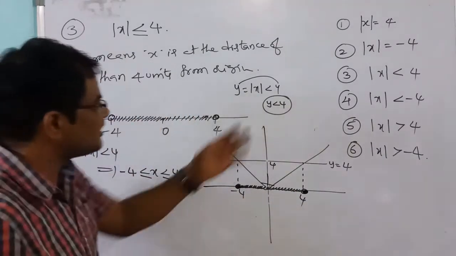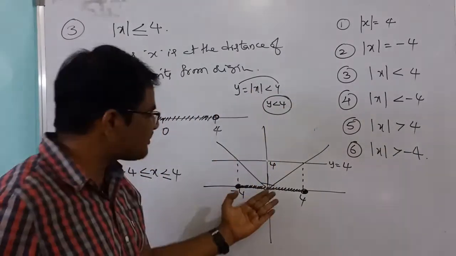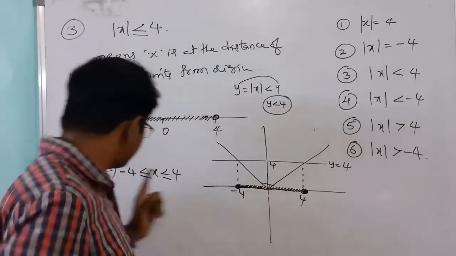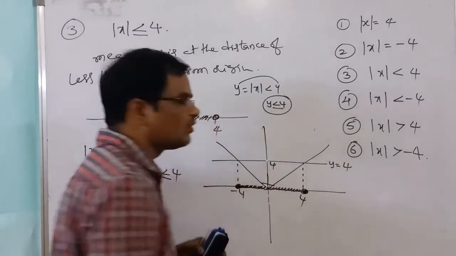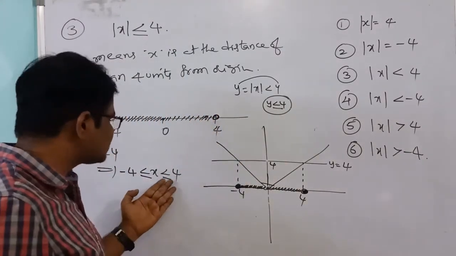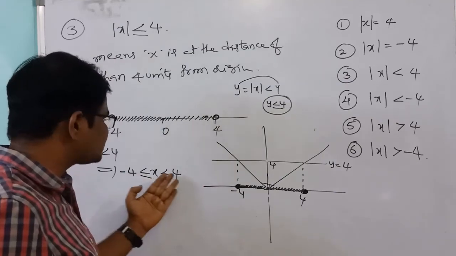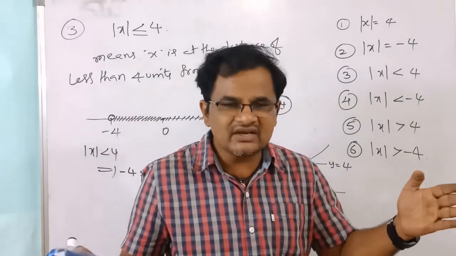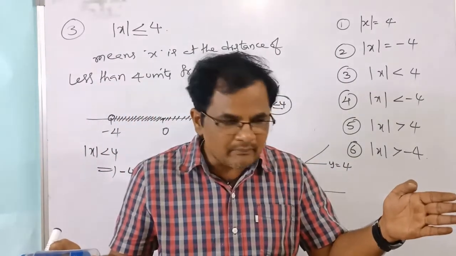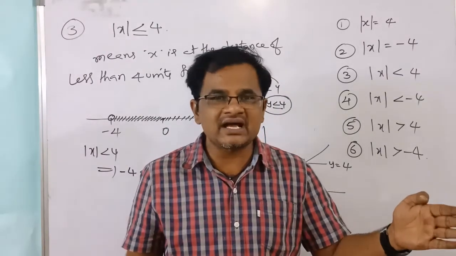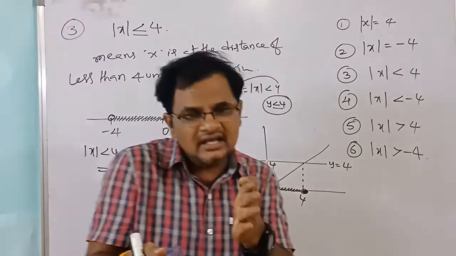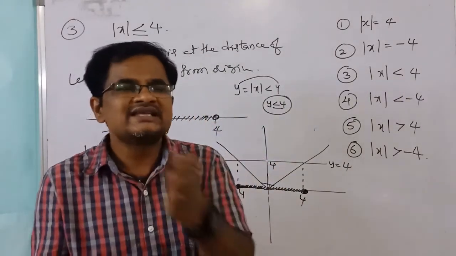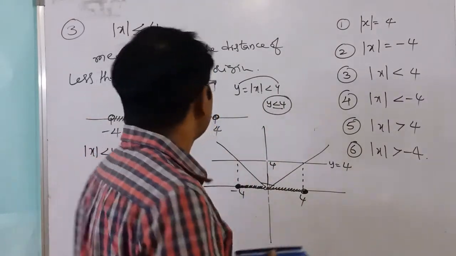Means nothing but whenever y is less than 4, what are the possible values of x? Between -4 to +4. Whenever x is less than or equal to 4, what are the possible values of x? -4 less than or equal to x less than or equal to 4. Means x value exists from where to where? -4 to +4. Because from 0 to -4, what is the distance there? And 4 to 0 also the same distance is there. Okay, no?